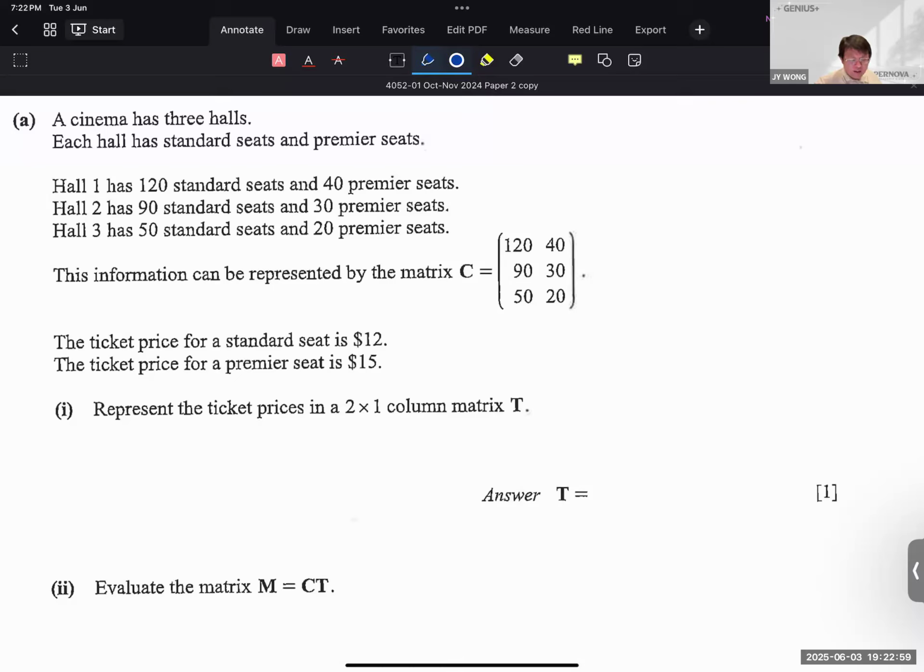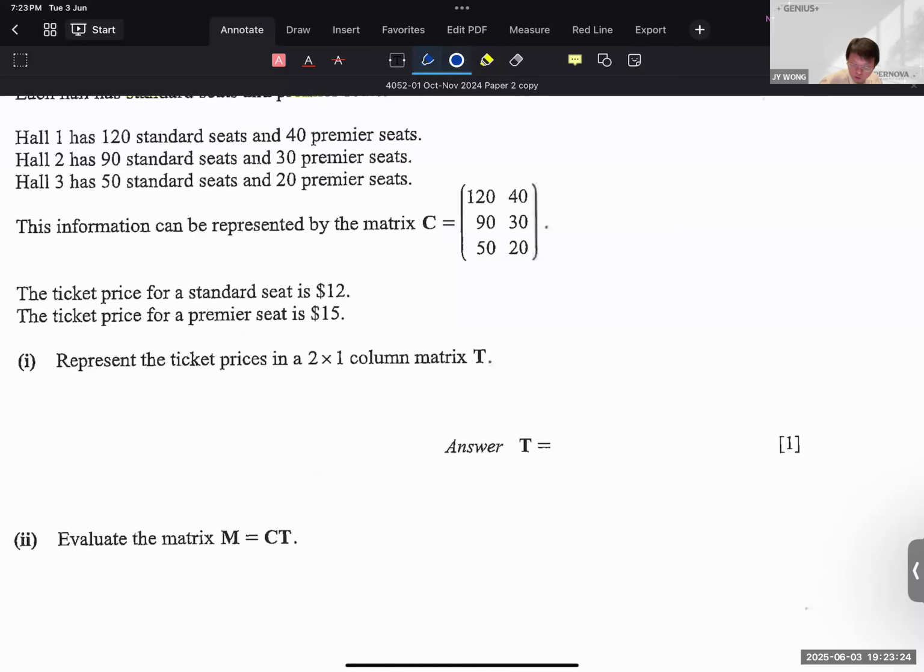Now, a cinema has 3 halls. Each hall has standard seats and premier seats. Oh, there's 3 halls. Oops. Hall 1 has 120, 40, 90, 30, 50, 20, and therefore is represented by a matrix C. The price of a standard ticket is 12. The price of a premier ticket is 15. Represent the ticket prices in the 2x1 column matrix. They want a column matrix, so it's just 12, 15, free 1 mark.